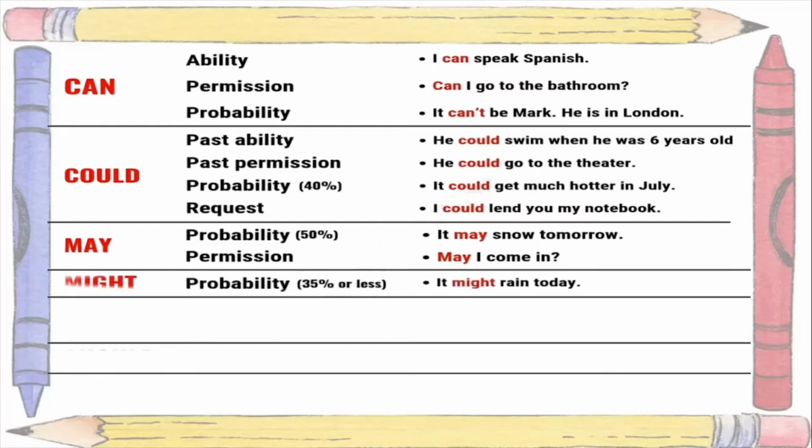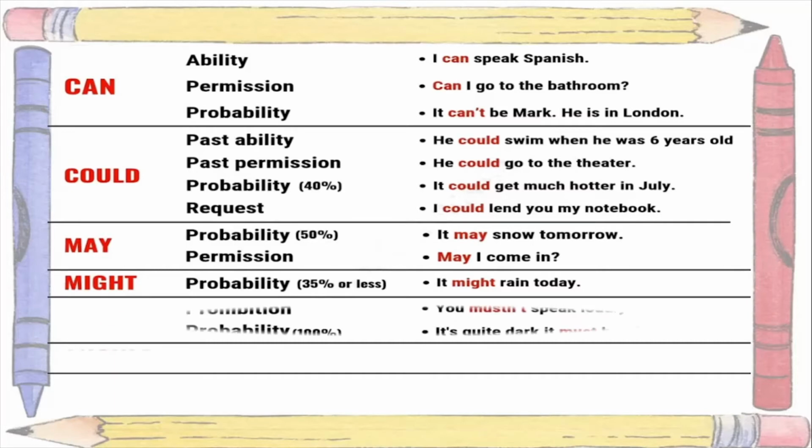Then you have might. Now, very little probability. It might rain today. Might. So there is a big chance that it might not rain. There will be no rain. But there's a 35% chance that it will rain.